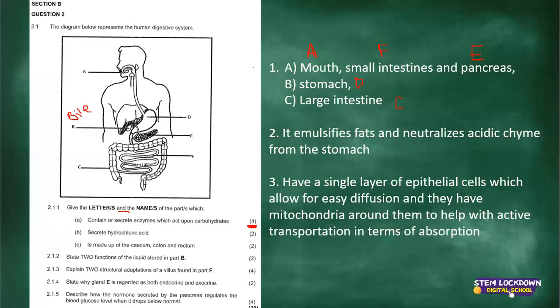And then moving on to question 2.1.4. E is regarded as both endocrine and exocrine.